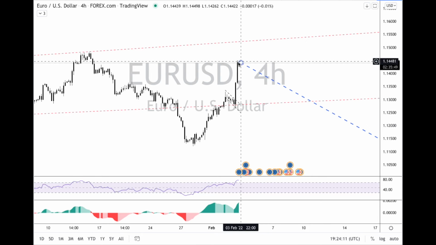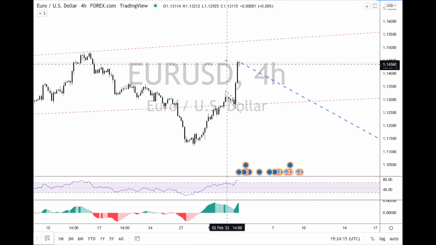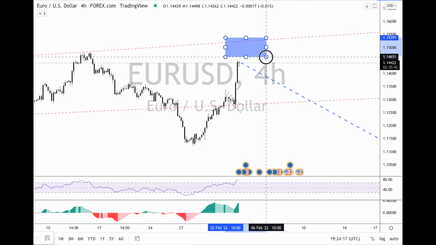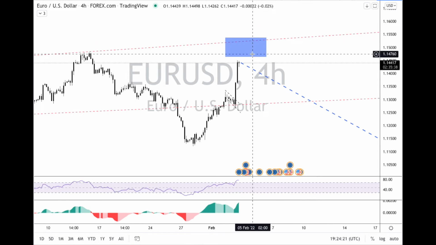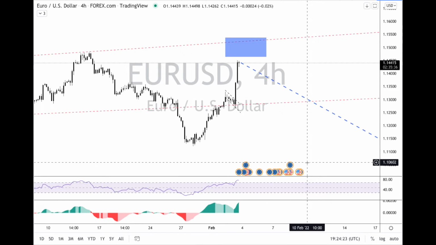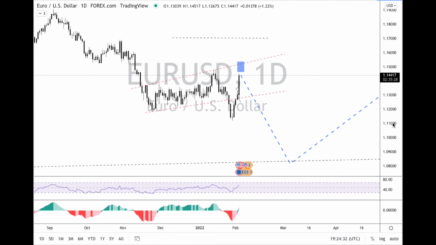But however, I'm waiting to see what it does around this region. So what Euro USD does around this region right here is what's going to be super important, if it breaks through, or if it comes down. And if it comes down, then we're still in business. So, apart from that, what else has been happening?